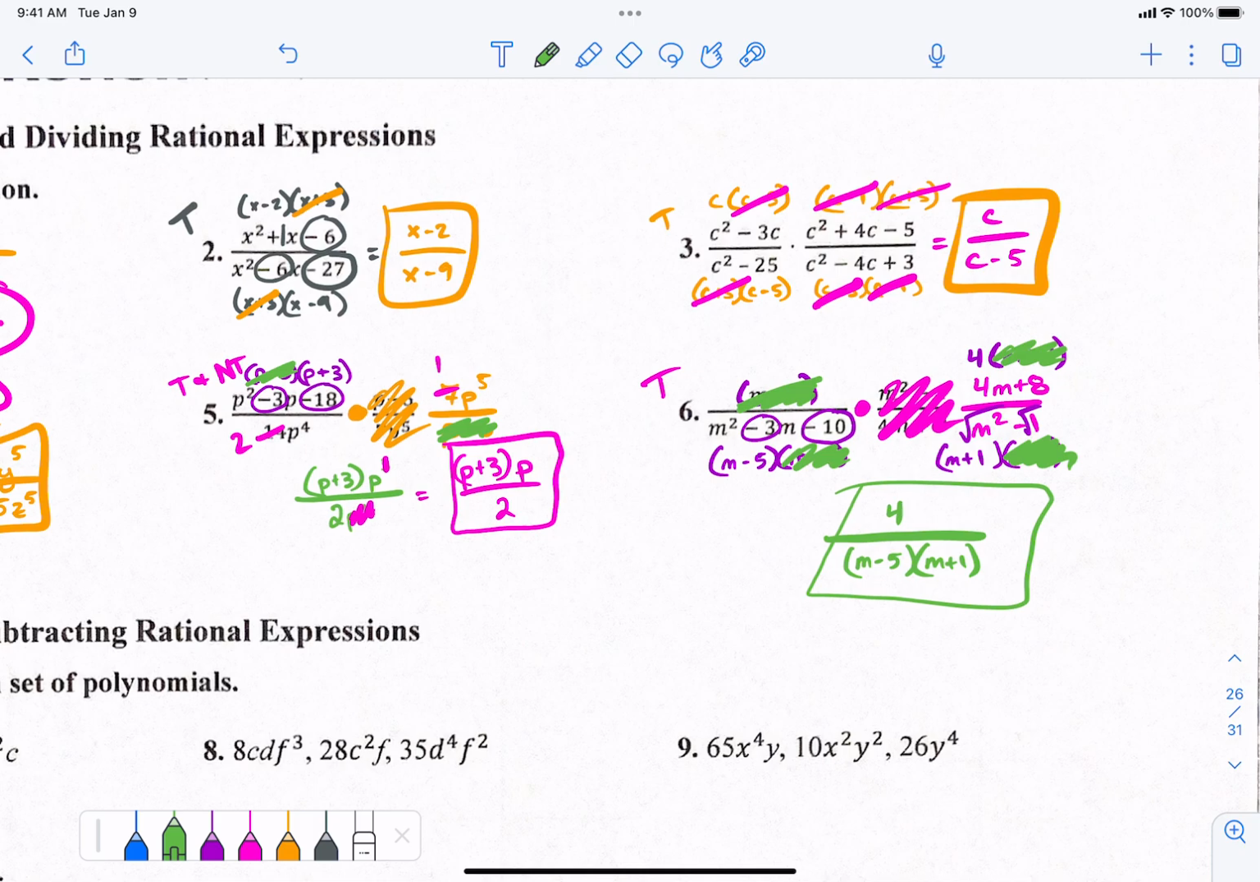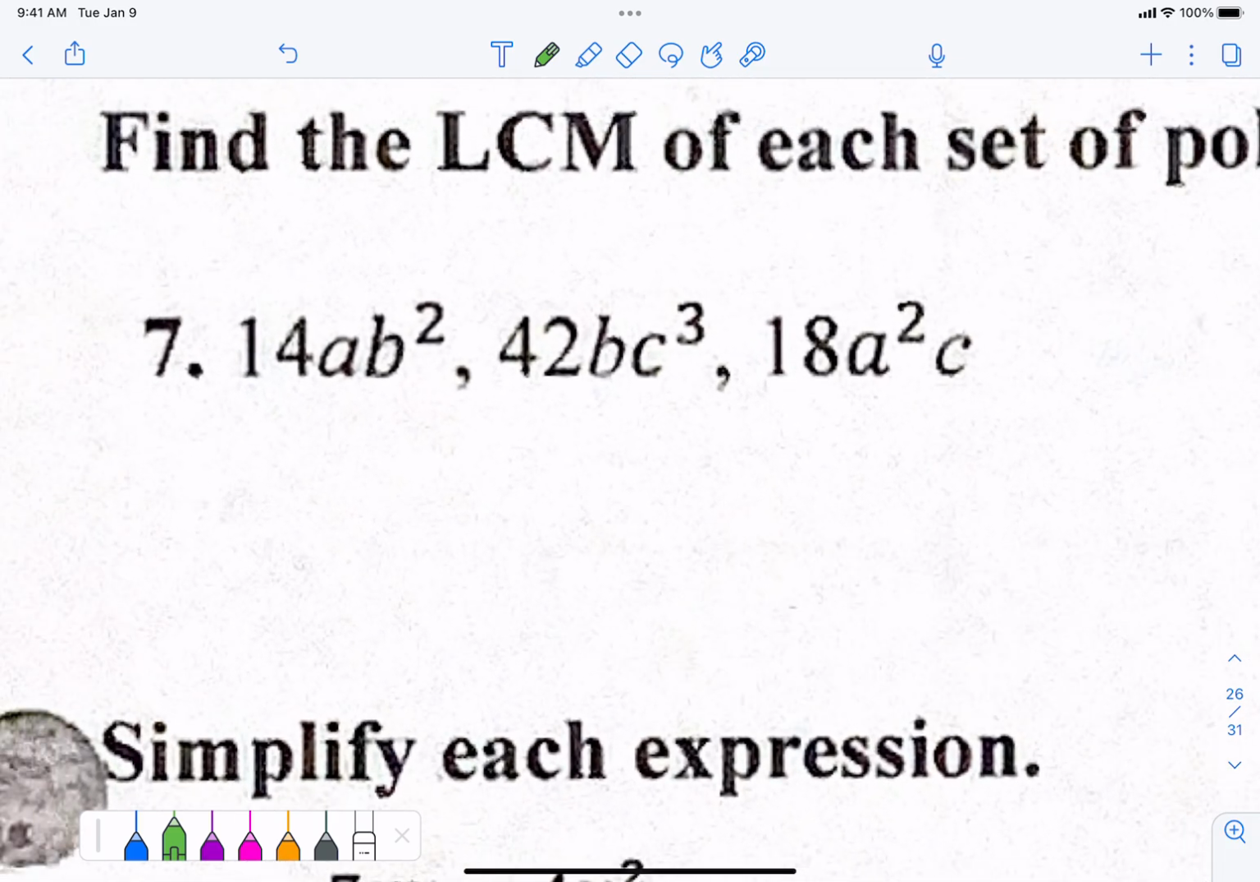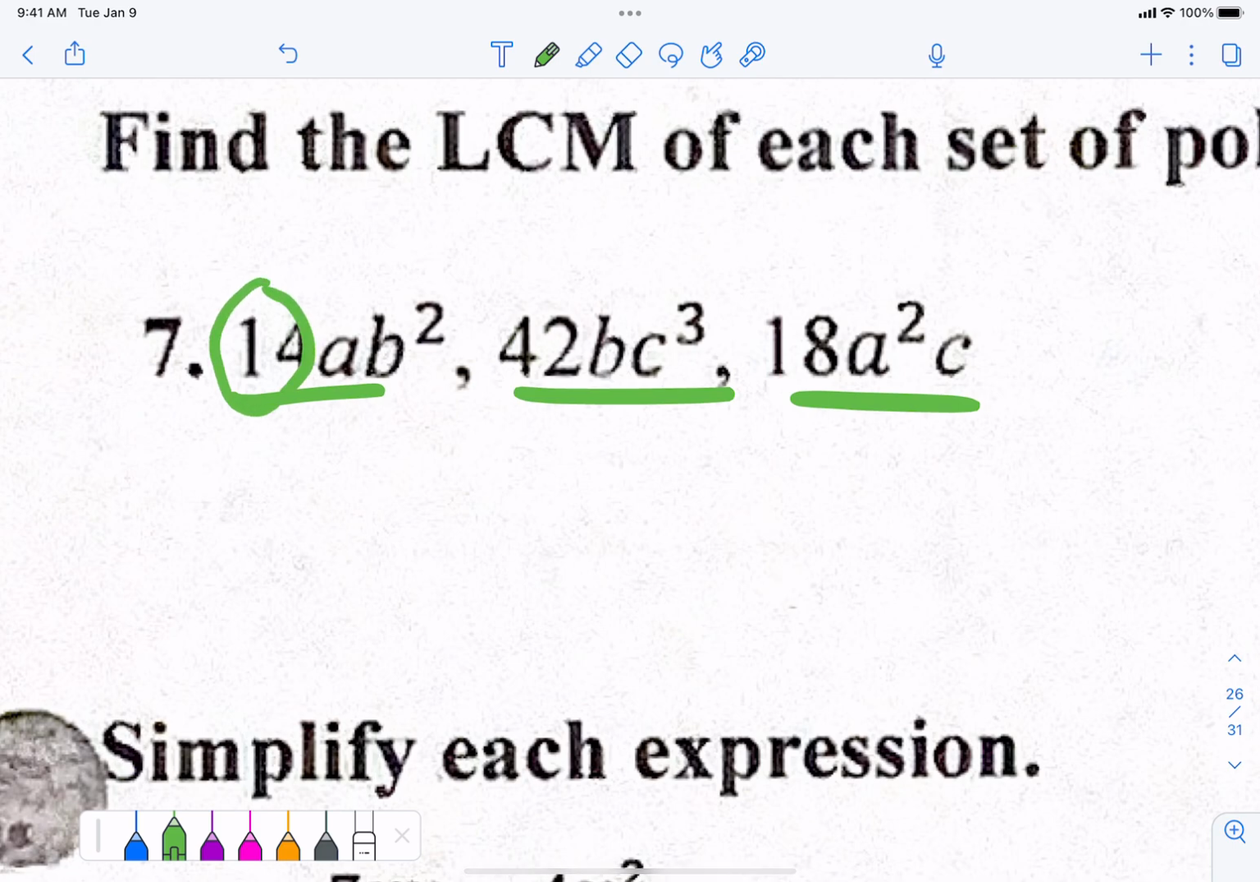Okay? All right, let's go through least common multiple. We have 3 things. We're trying to find a least common multiple, which is kind of like finding a common denominator, right? If those were my denominators, what would my common denominator be? All right, starting with the numbers. I want a number that 14 and 42 and 18 will all go into.